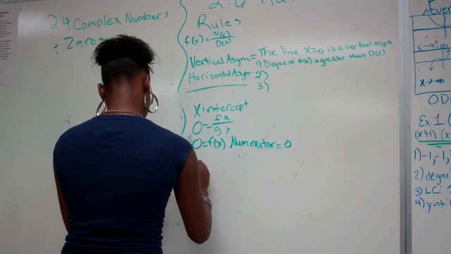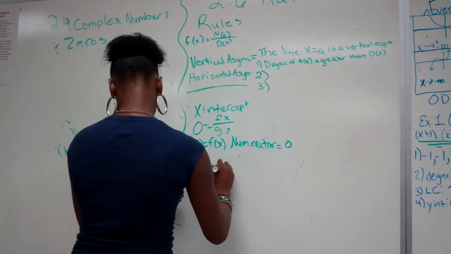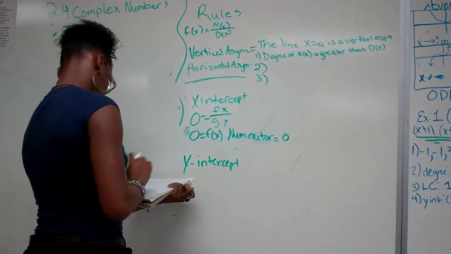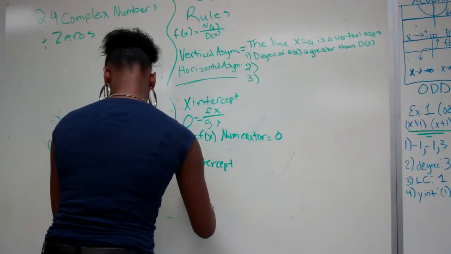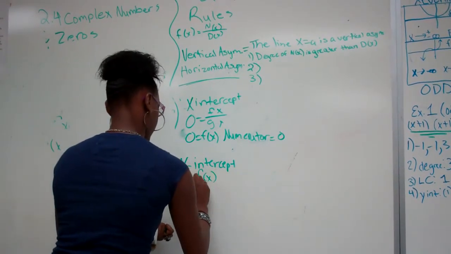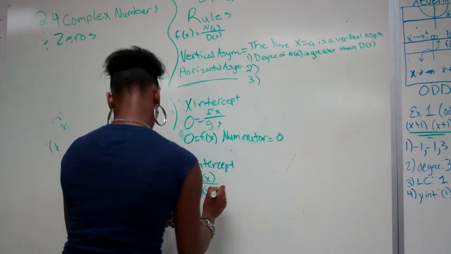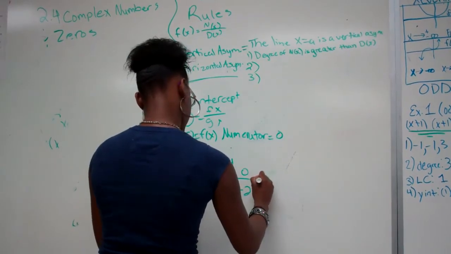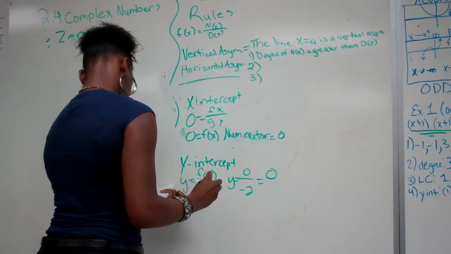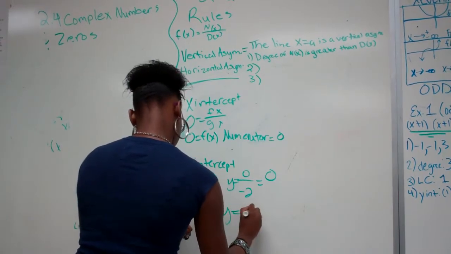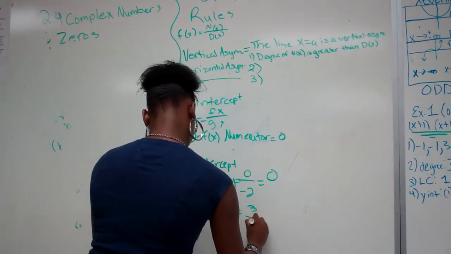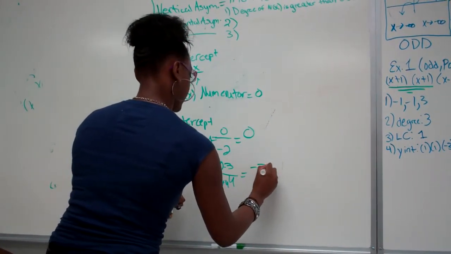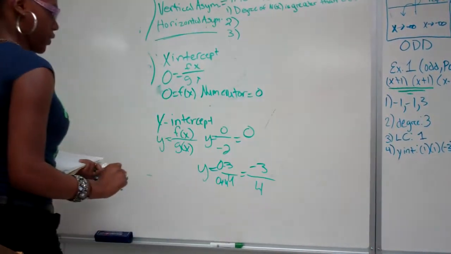For the y-intercept, it'd be y equals f(0) over d(0). So it could be y equals 0 over negative 2. It would equal 0. Or y equals 3 over 4. So it'll be 0 minus 3 over 0 plus 4. That'll equal negative 3 over 4.